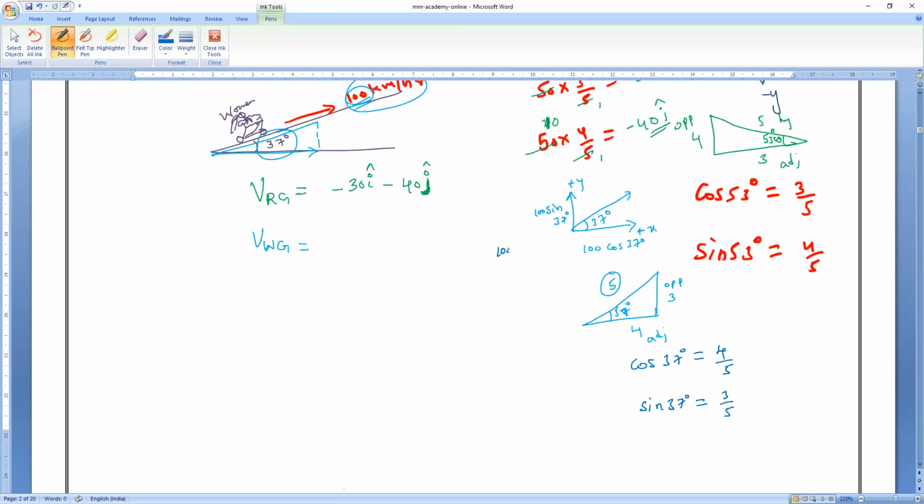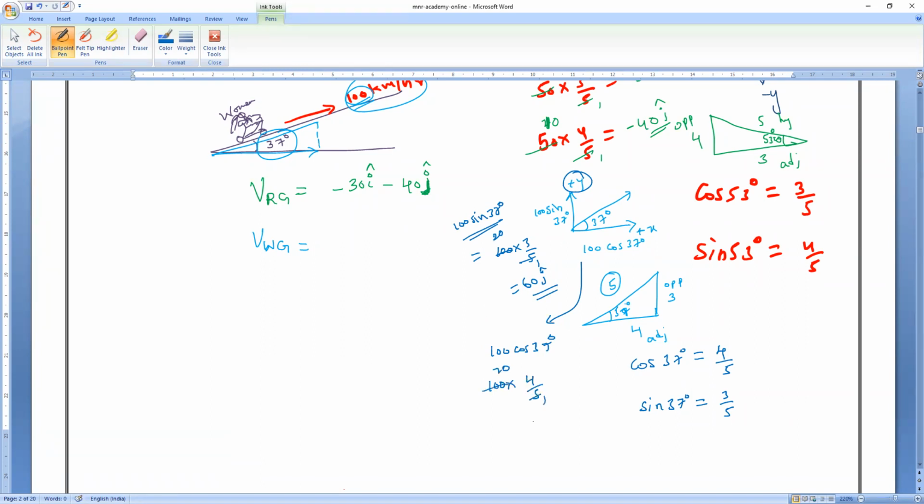So find the values. 100 into 3 by 5. 5 twos are 10, 5 twenties are 100, so 20, and 20 times 3 is how much? 60. So 60 in the plus y direction. So plus 60 j cap. Is it correct? Okay. Next, 100 into sin 37, and this is 100 cos 37. How much, guys? 100 into 4 by 5 is 80 j cap.